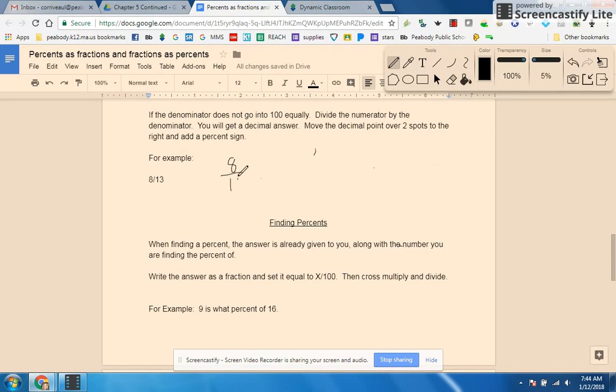So let's look at this one. 8 and 13. 13 clearly does not go into 100. So what you do is you divide the numerator by the denominator. So that means the numerator has to go on the inside, the denominator has to go on the outside. This is going to give you a decimal answer. I have to add a decimal point and a few zeros, otherwise it's not going to go in. Okay? So 13 does not go into 8. 13 goes into 80.